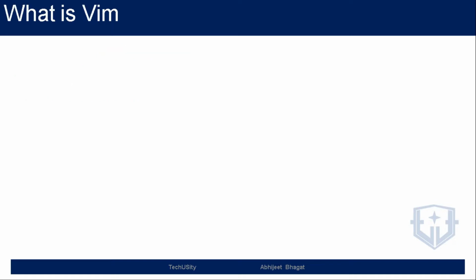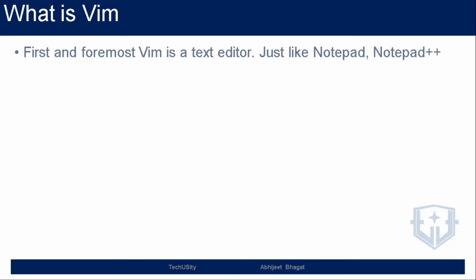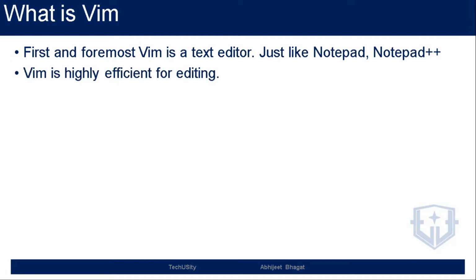Now let us start with our basic discussion as to what is Vim. Vim is first and foremost a text editor, just like Notepad, Notepad++, or any other modern editors like Atom, Sublime, etc. Vim is highly efficient. It is good for editing. Unlike other editors, where you use the editor primarily for creating files and you have some regex capabilities like searching and replacing characters, Vim goes much more beyond that. So it's highly efficient for editing.